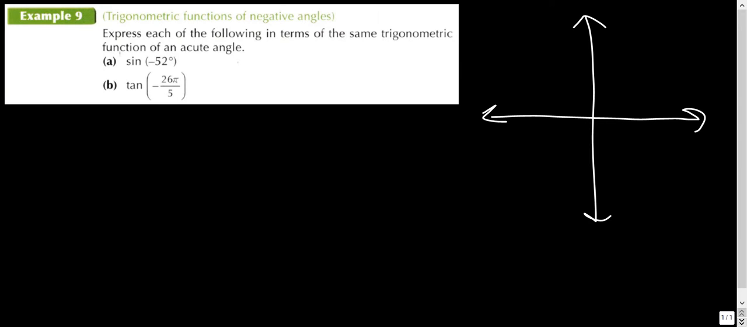Example 9 is talking about negative angles, and it wants us to express each of the following in terms of the same trigonometric function, but of an acute angle. So let's look at our first one. It says the sine of negative 52 degrees.